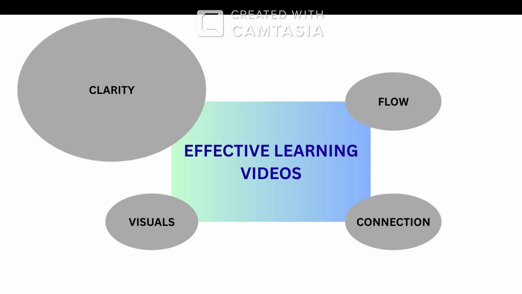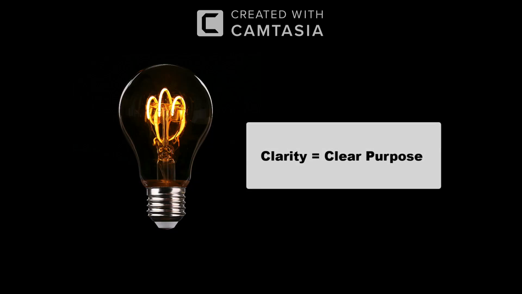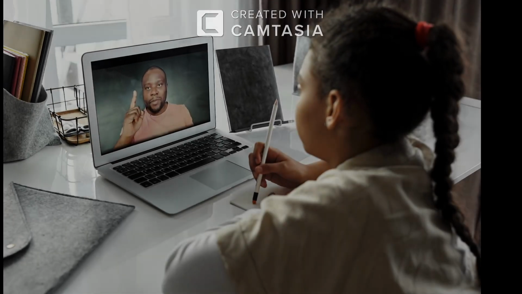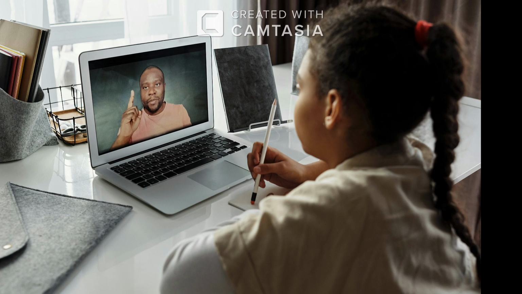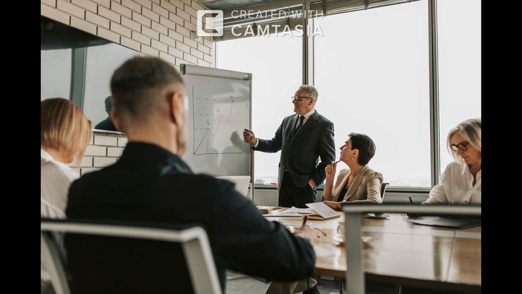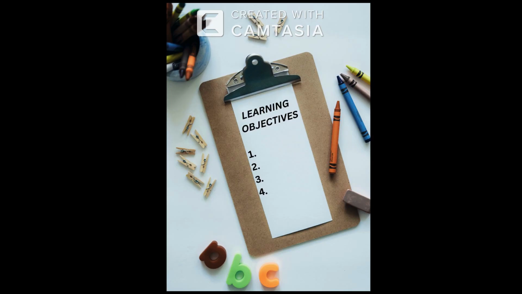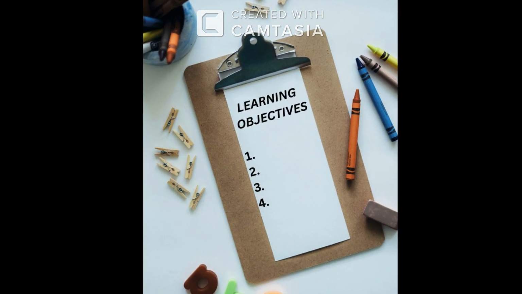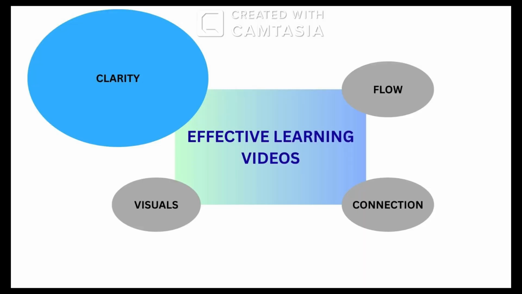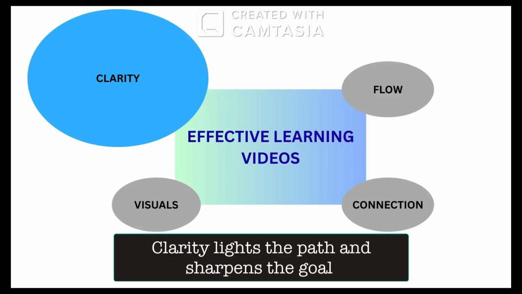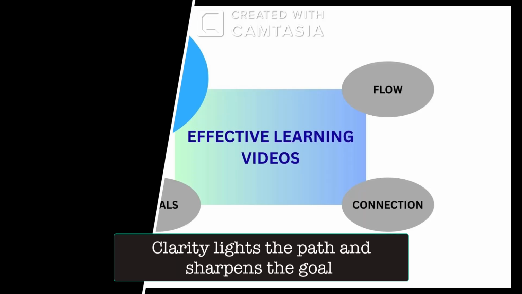The first key element of an effective learning video is clarity. Without it, even the best content can feel confusing. Clarity means your message is easy to follow right from the start. Whether you're designing corporate training or teaching a concept in the classroom, your learner should instantly know what they're expected to learn. A simple, focused learning objective can make a huge difference. It keeps your content sharp, specific, and centered around the learner.